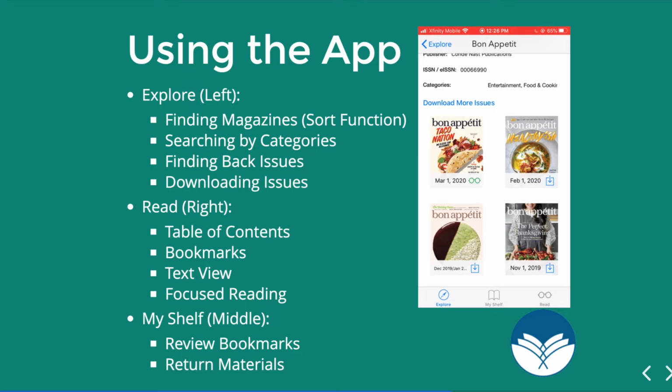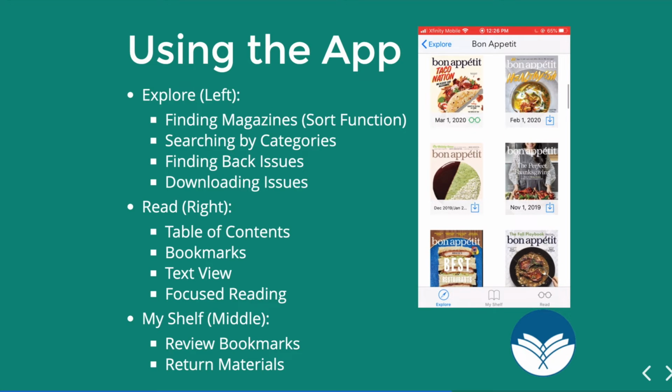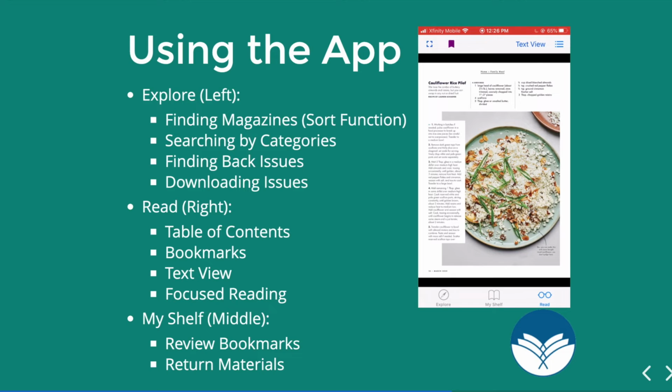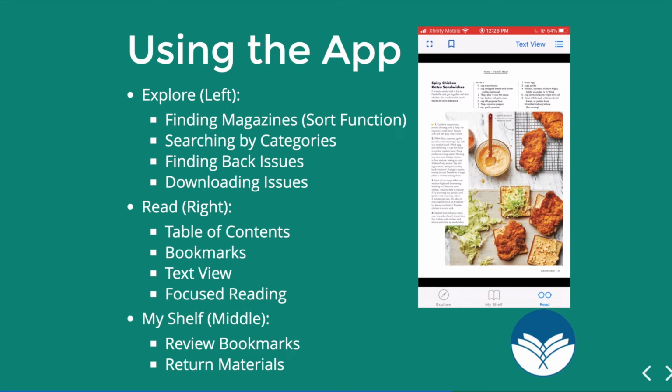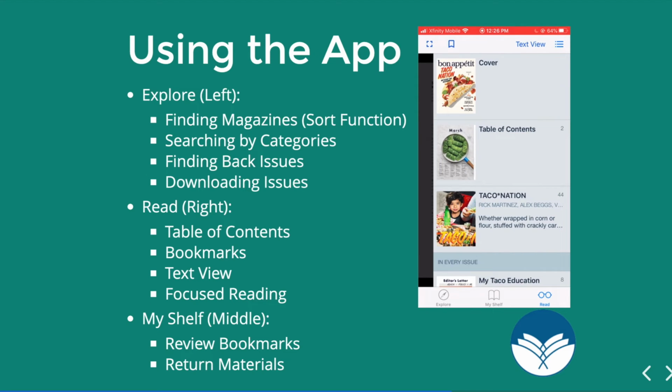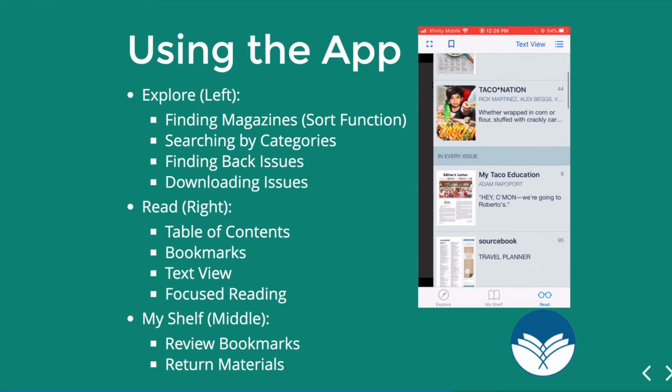Now, on the right-hand side, you see there's a function that says read. When you go to read, it'll take you to the item that you're currently reading. So see here, I'm looking at cauliflower rice pilaf. And what I can do is access different parts of the magazine issue by selecting the 3 lines up at the top right corner, which is the table of contents. When I select that, it will bring up all of the different articles that are covered within the magazine. And I can peruse it as I see fit.